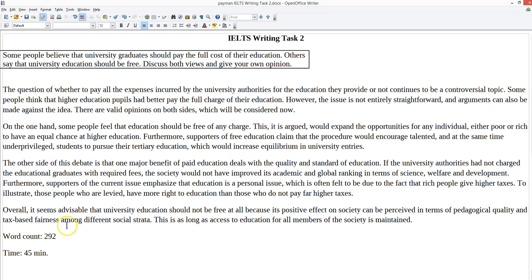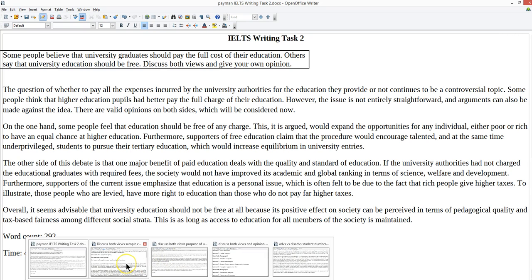So, okay. Overall, it seems advisable, should not free on, but something seems to pedagogical quality. Tax is fair and different social. That's gone a bit off topic. I'm not entirely sure what it's talking about. It's not as clear as it ought to be.